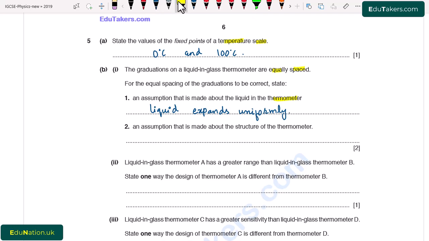Part 2. An assumption that is made about the structure of the thermometer. Here we have to make the assumption about the structure of the thermometer. So we can say that the capillary tube has constant width throughout the length. So I write here capillary tube has constant width throughout the length.